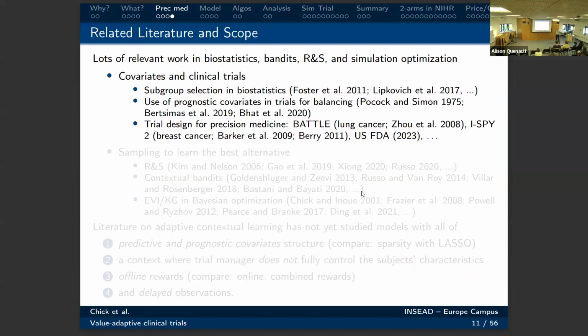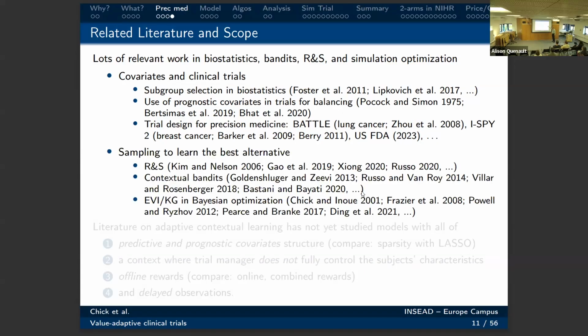Subgroup selection would be one use of covariates, figuring out which group is going to be best served by a drug. Use of prognostic covariates for balancing arms in a trial, so response adaptive, to try to even out and get a similar number of patients in each arm. Or trial design for precision medicine. A lot of amazingly good work has been done in this space, and so this is the literature. You could add a million more there, I'm sure.